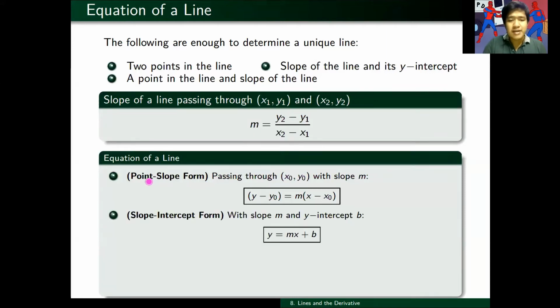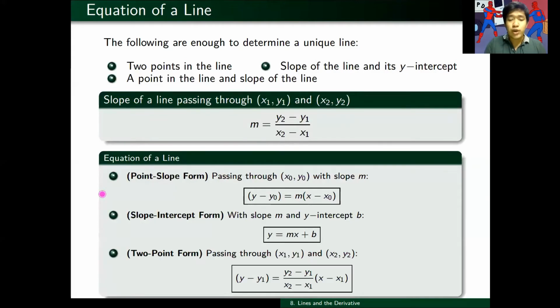Next, kapag naman ang alam mo ay yung slope at yung y-intercept ng line, then you can write your line in the form y equals mx plus b, where m is your slope and b is your y-intercept. This is called your slope-intercept form.